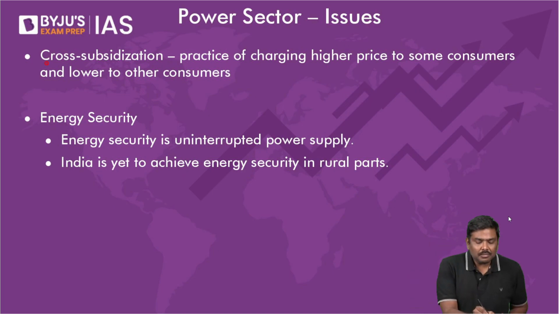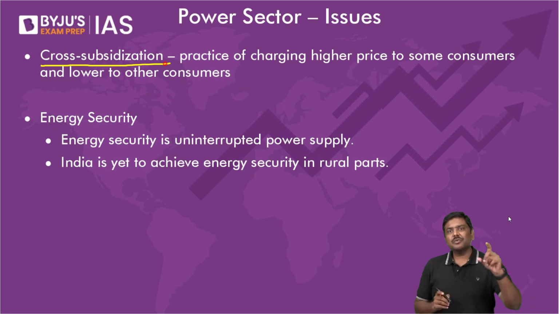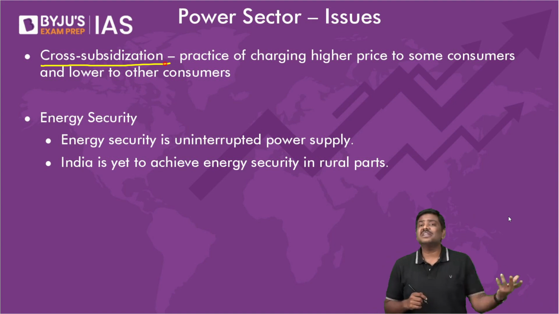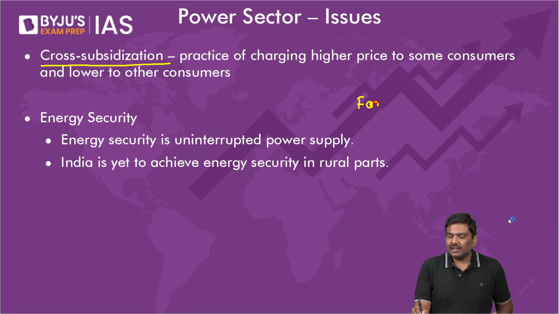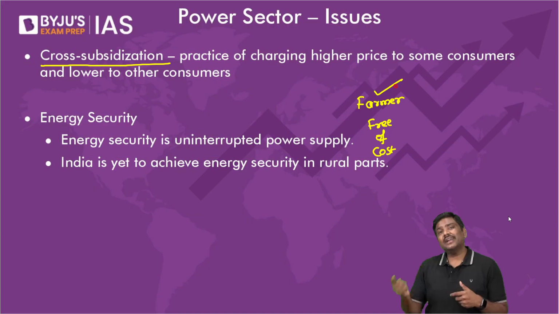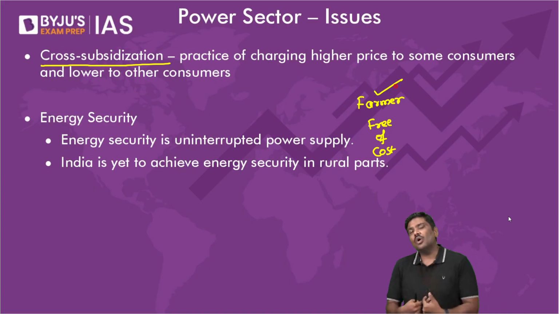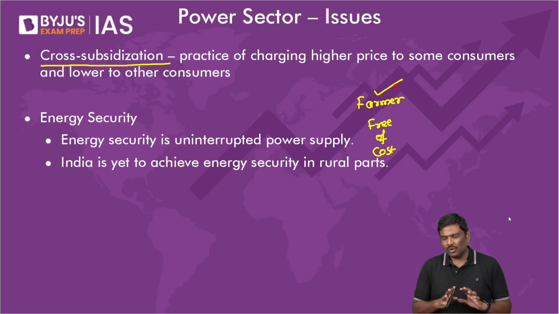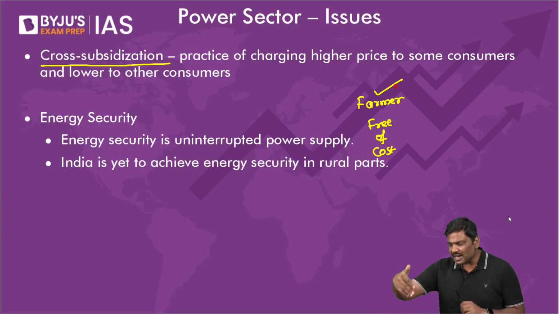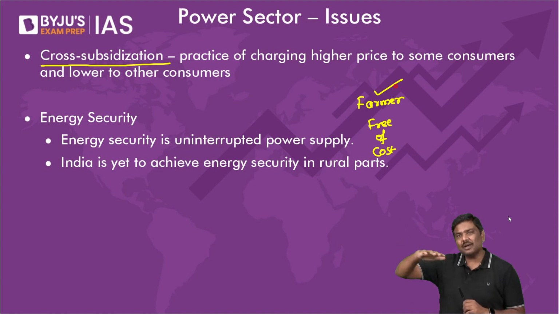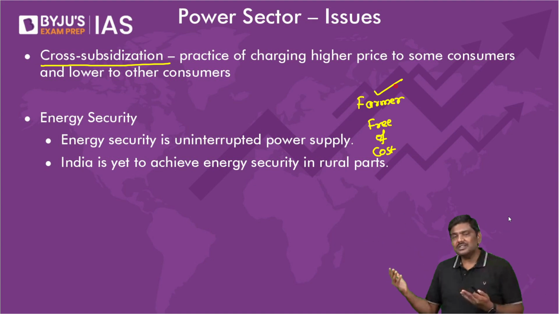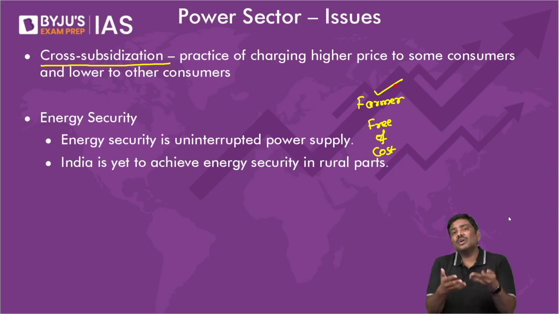Now, the next problem is cross subsidization. Sir, why is cross subsidization a problem? A farmer will use electricity for irrigation purposes. It is provided free of cost. Don't you think farmers will use more electricity and pull out more water from underground? As a result, underground water levels will start falling, depleting very fast. Recharge is happening very slowly, but water levels are falling very fast. And that's a problem. This happens because you are cross subsidizing.